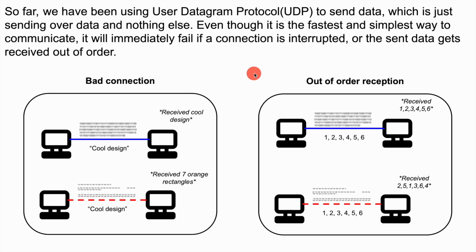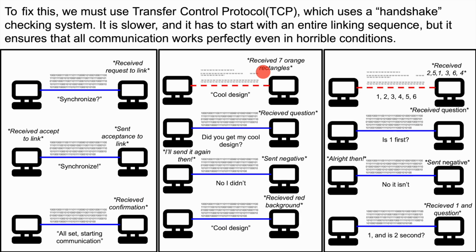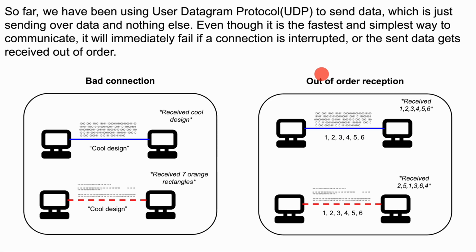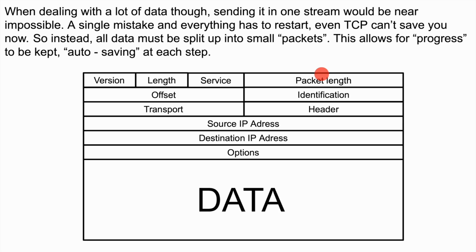So far, we've been using UDP, User Datagram Protocol, to send the data, which is just send it over and pray that it gets there. But if the connection gets interrupted or something else happens, then the data will be received out of order. To fix this, we have to use TCP, Transfer Control Protocol, which uses a handshake checking system where basically each computer makes sure that they're connected and they definitely sent over each message. So it double checks every step of the way. It's slower than UDP, but it will work even in horrible conditions.